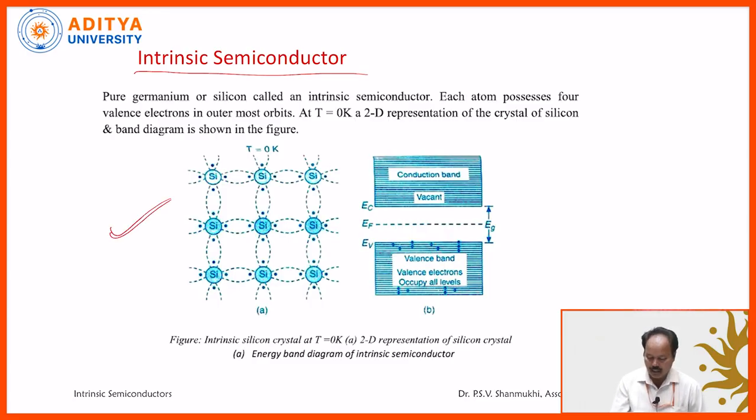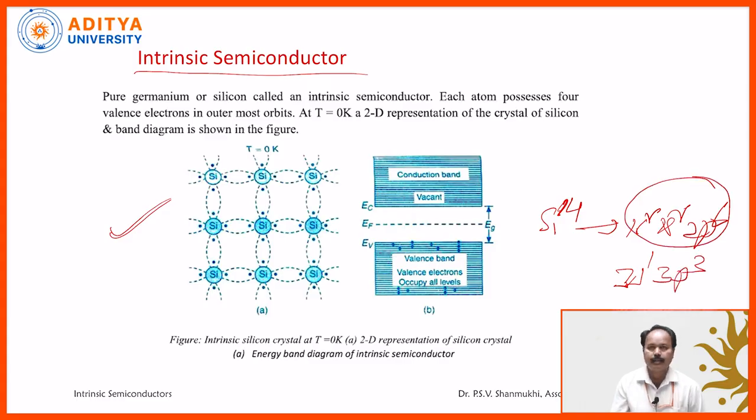Silicon has atomic number 14. Coming to the electron configuration, 1s2, 2s2, 2p6, 3s2. Actually we write 3s2, 3p2. So these 10 electrons are tightly bound to the nucleus, whereas these 4 electrons are the valence electrons. Actually they are not free electrons in silicon. These 4 electrons will form 4 covalent bonds with the neighboring silicon atoms.